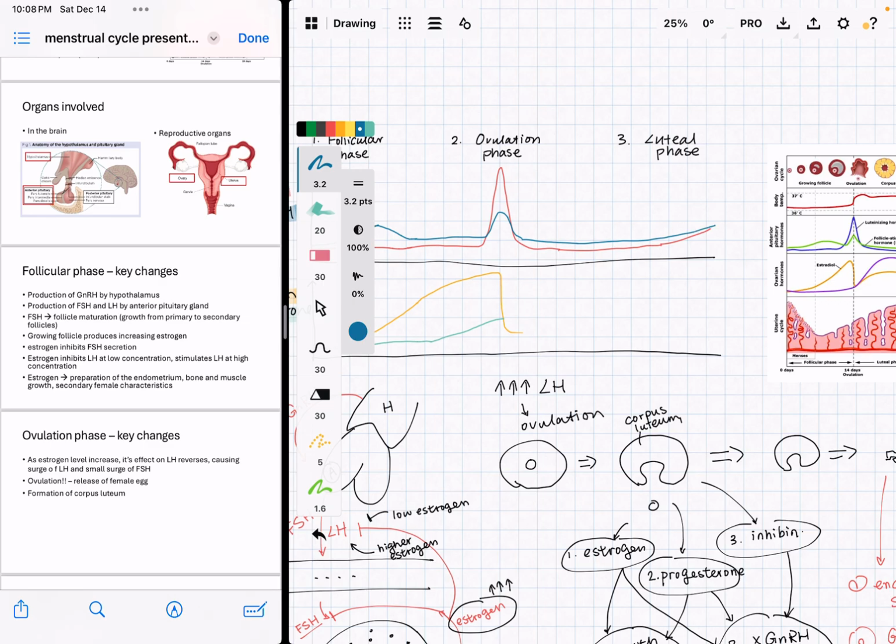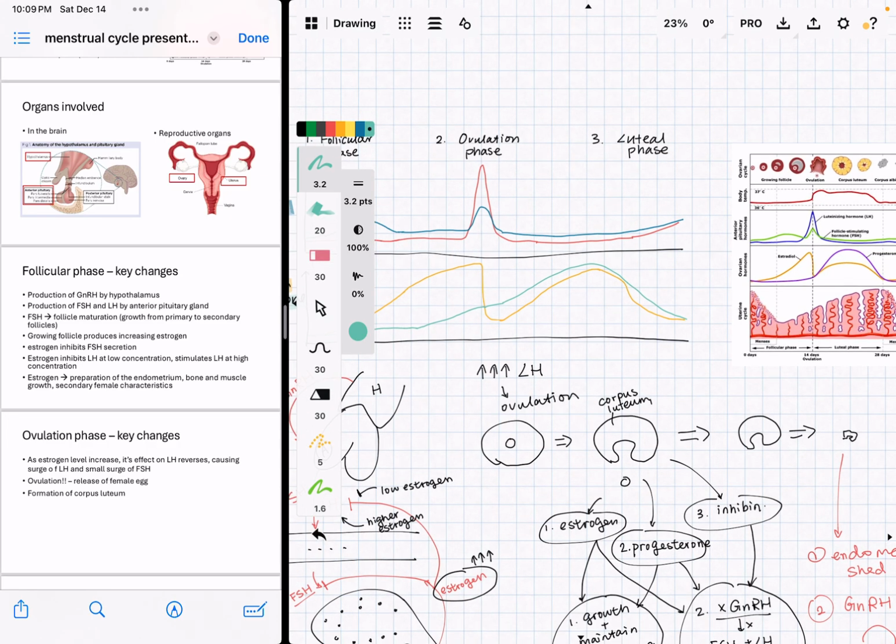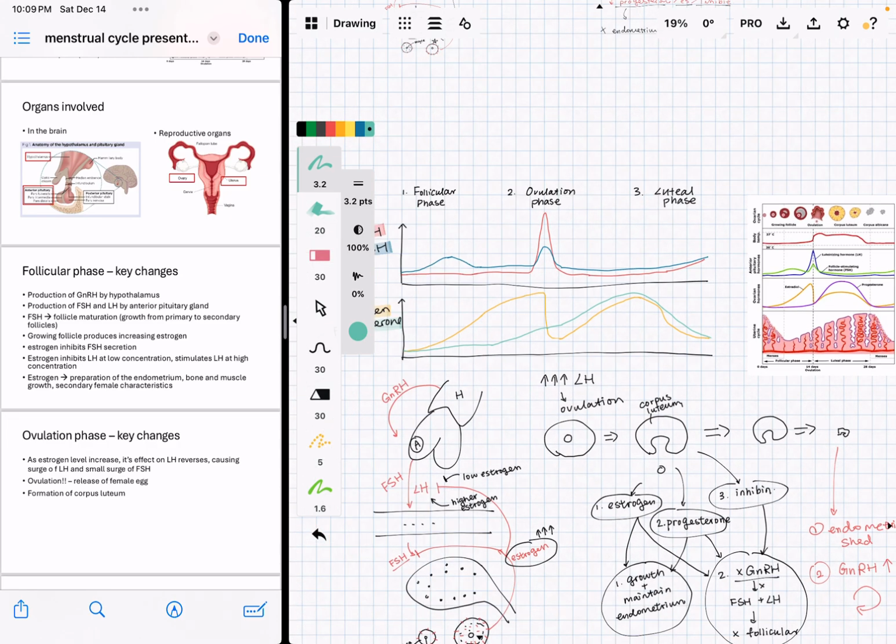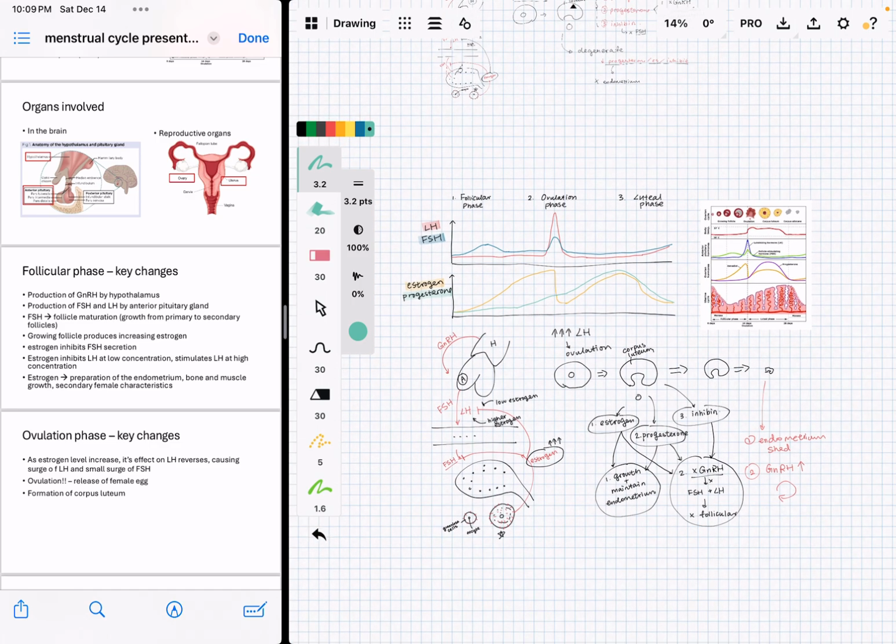Estrogen. At the beginning of luteal phase, estrogen is going to rise due to corpus luteum. However, as corpus luteum degenerates, the level of estrogen is going to decrease as well. And then what about progesterone? Basically the same as estrogen. Perfect. So that's pretty much all the events in the menstrual cycle. Do you have any questions?